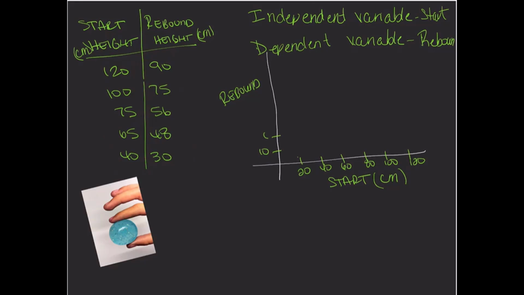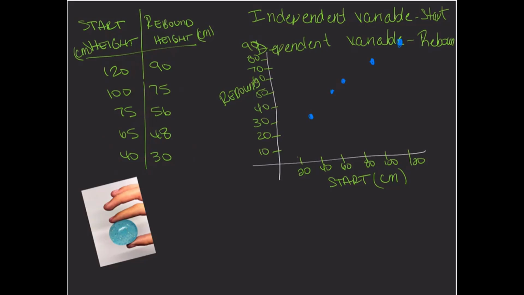So 10, 20, 30, 40, 50, 60, 70, running out of room, 80. We're just going to throw 90 up there. I'll just change the color and maybe we can find it. So let's go through and plot these points real quick. And then finishing up 40, 30 would be right about here.